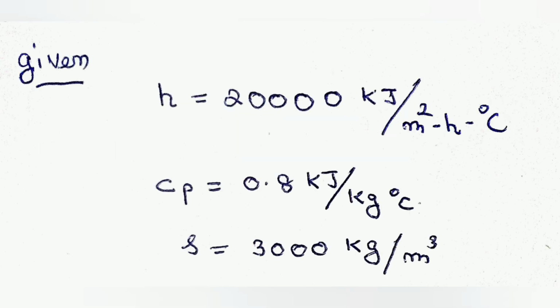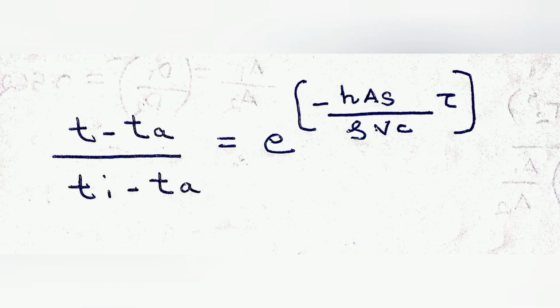And these are all the given data: h 20,000 kilojoule per meter square hour degree Celsius, Cp 0.8 and density 3000. This is the equation to solve this type of question. Let me explain all the parameters in this equation.